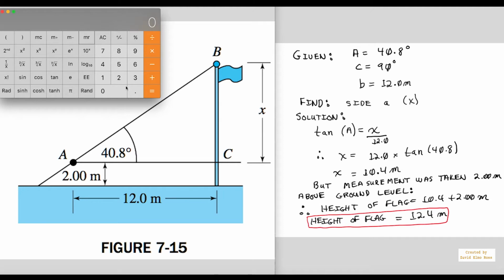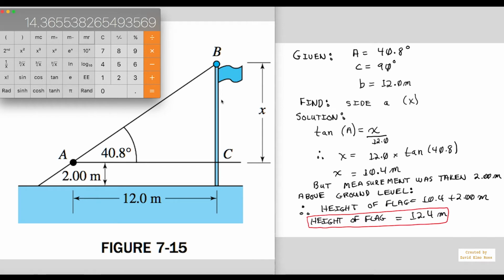So let's do the tan of A first, which is 40.8. And then let's take the reciprocal of that and multiply it by our distance here, which we know is 12.4. And what we get is this distance here. In other words, the distance won't be 12, it'll be bigger. It'll actually be 14.37 approximately.